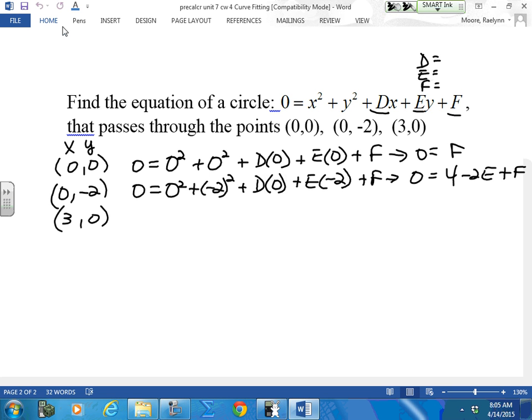Good so far? Okay, third one. Substitute in the x, substitute in the y: d times the x, e times the y, plus f.